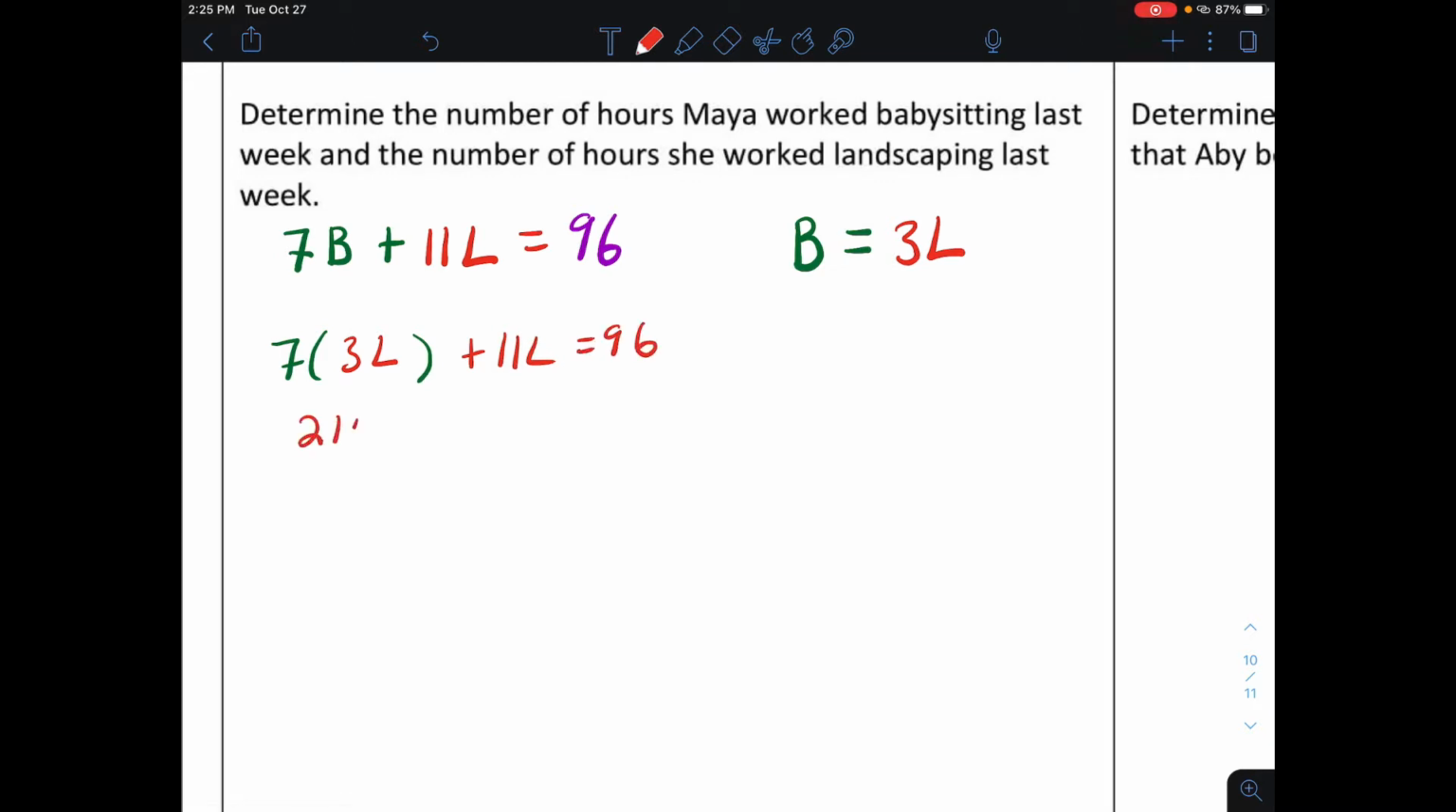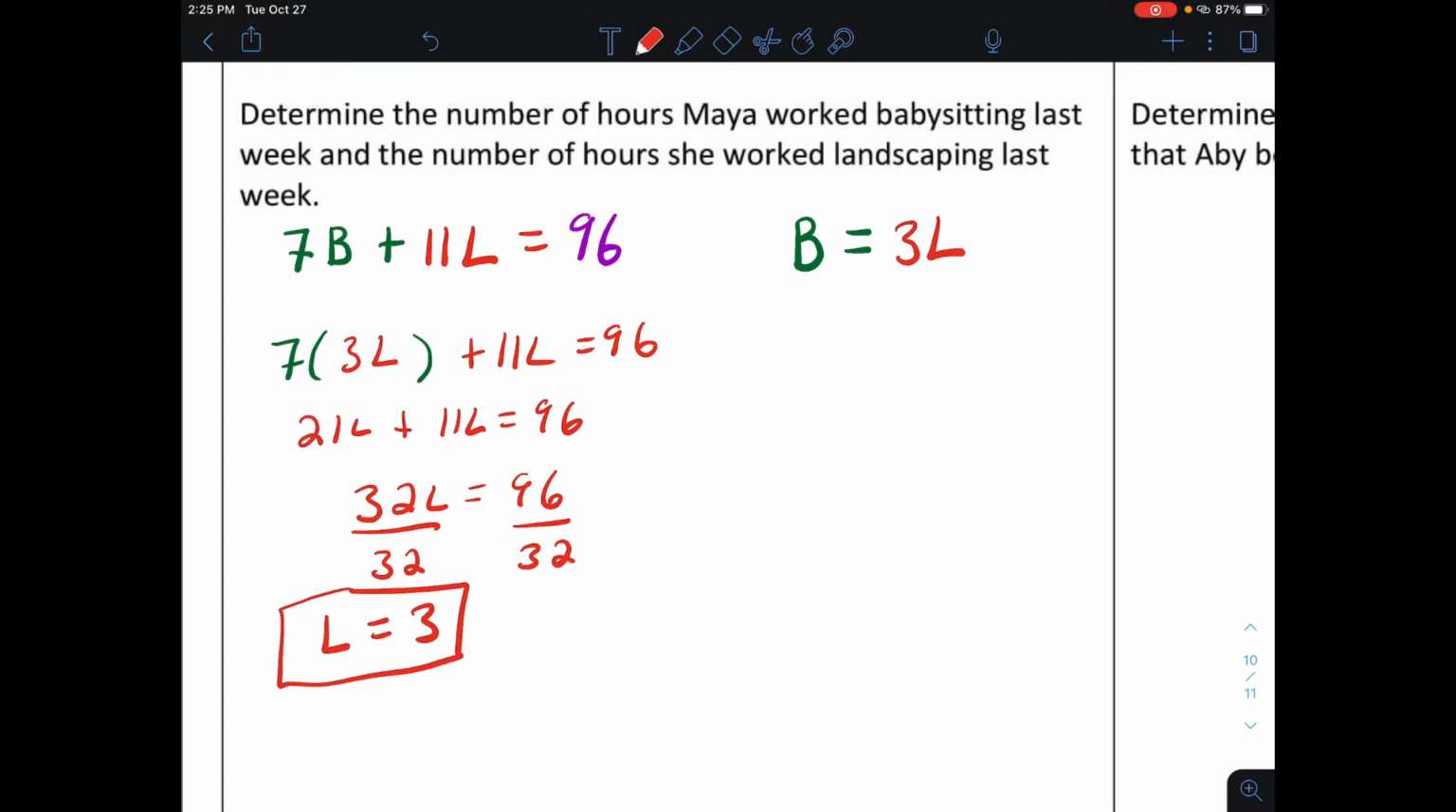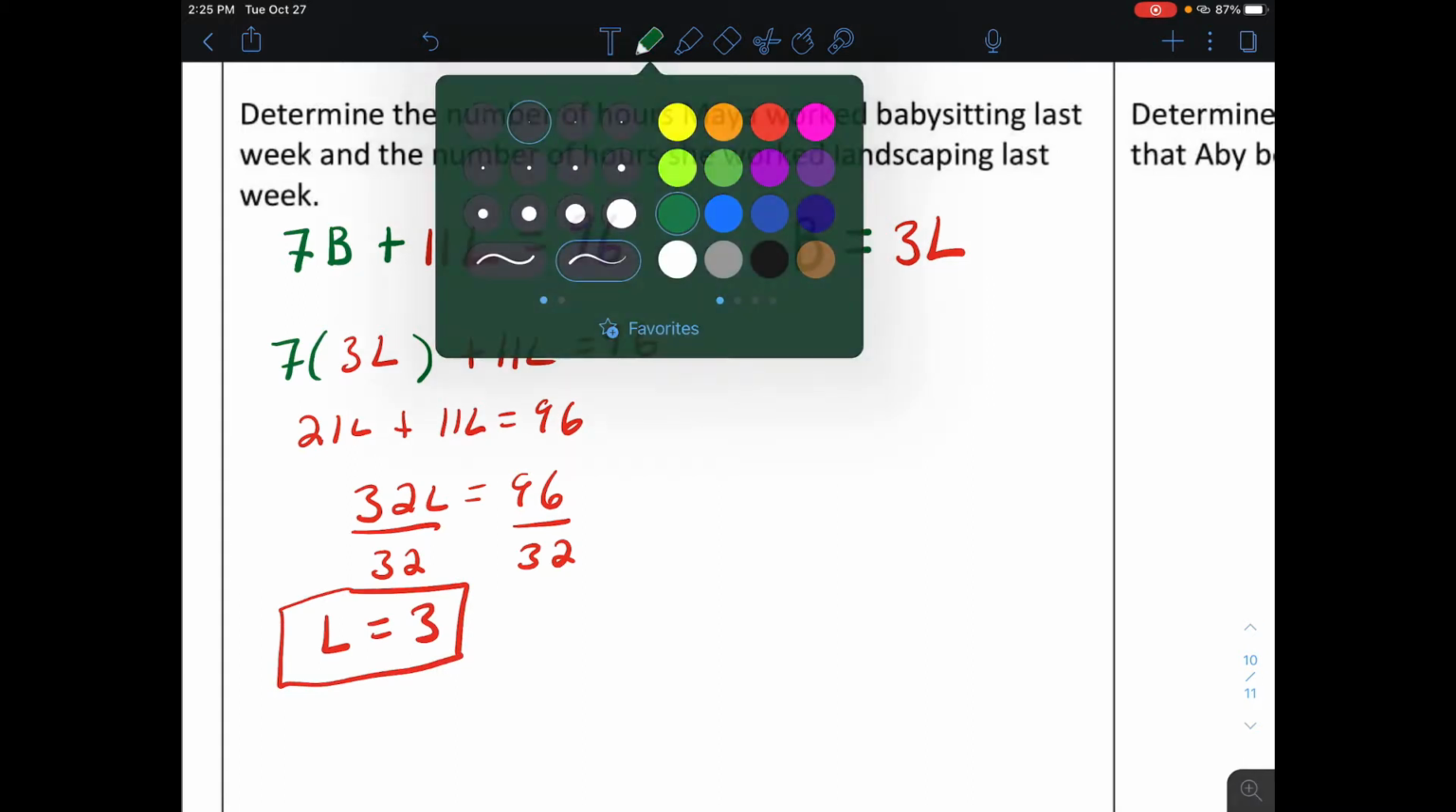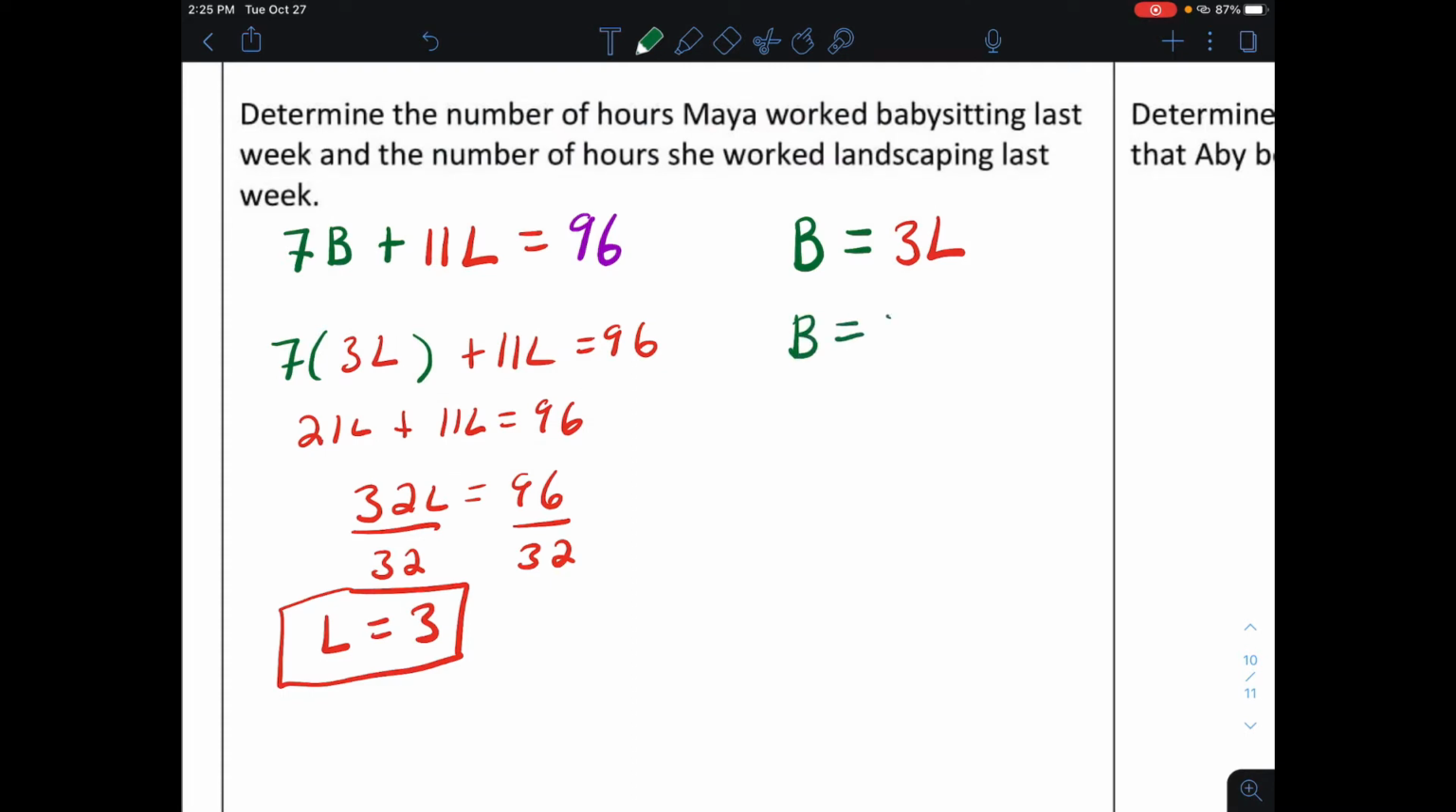So we have 21L plus 11L is equal to 96. Put those together, we get 32L is equal to 96. Divide by 32, and we get L is going to equal 3. So she works 3 hours landscaping. Now we go solve for B. Well, B, since it's equal to 3 times L, we'd go 3 times, and we got L to be 3. And so B is equal to 9. And then we take these values and we put them back into context. So she was babysitting for 9 hours and landscaping for 3 hours.